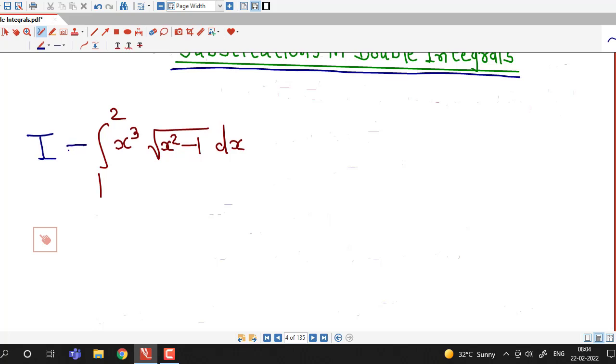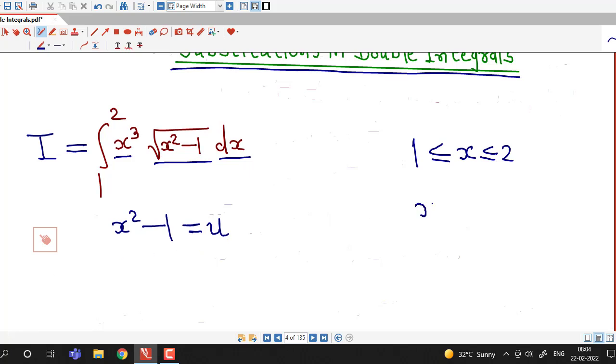We consider this integral of x cube times square root of x square minus 1 with respect to x. Limits of integration are from 1 to 2. If we want to evaluate this integral, we can use this substitution. We can replace x square minus 1 by some new variable, say u. That is, we are changing the variable x to a new variable u.